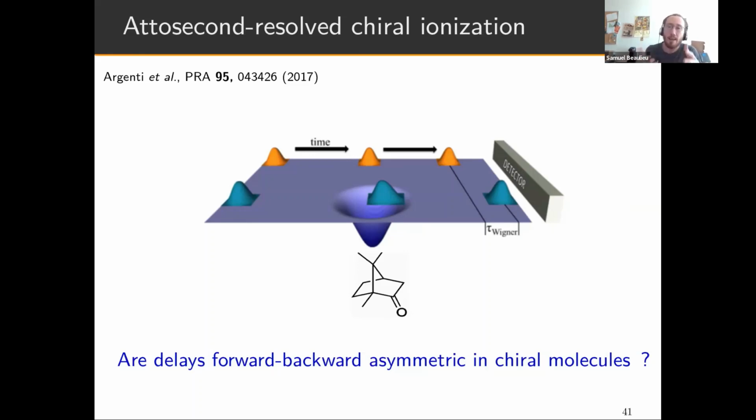And in the context of chiral photoionization, it seems natural to ask whether electrons ejected forward or backward are ejected simultaneously, or is there a delay between them when you photoionize a chiral molecule using circularly polarized light pulses.